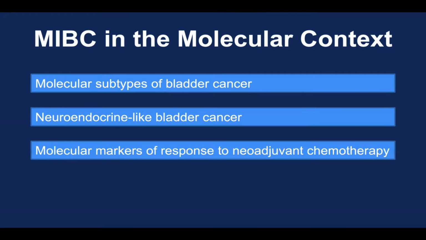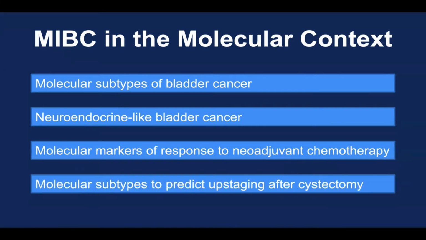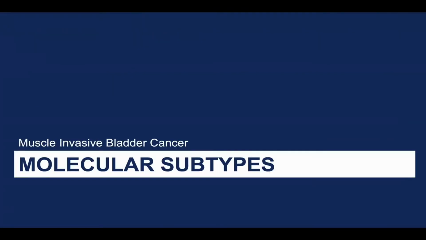And then I want to focus in on how subtyping and other markers can be used to predict the response to neoadjuvant chemotherapy, so cisplatin-based chemotherapy. And then at the end, I'll just explain a story about how it can predict upstaging from TUR to cystectomy, and how we might use that in clinical practice.